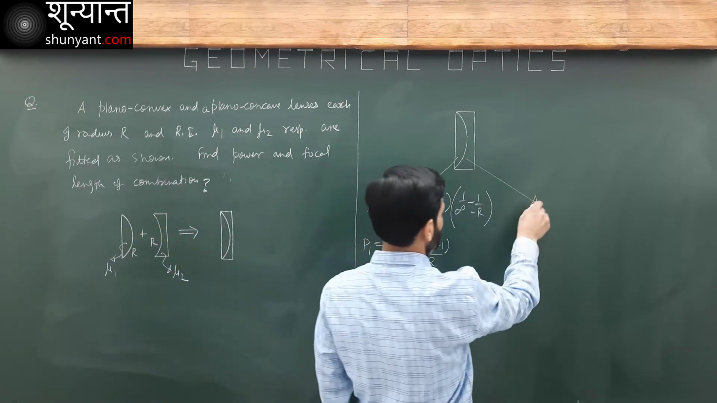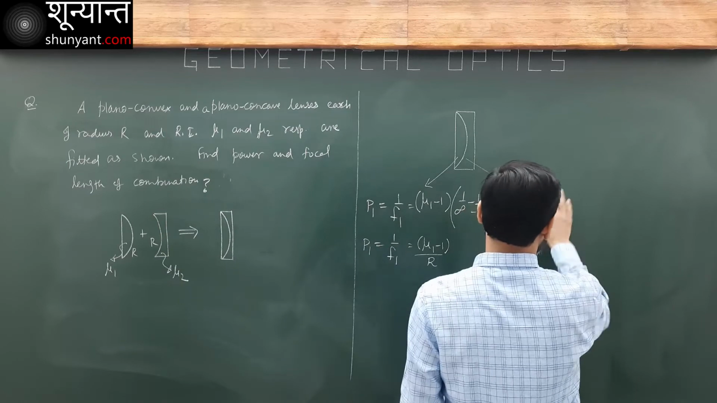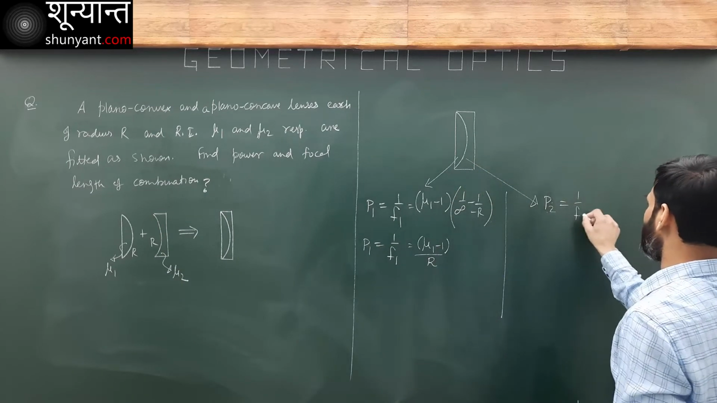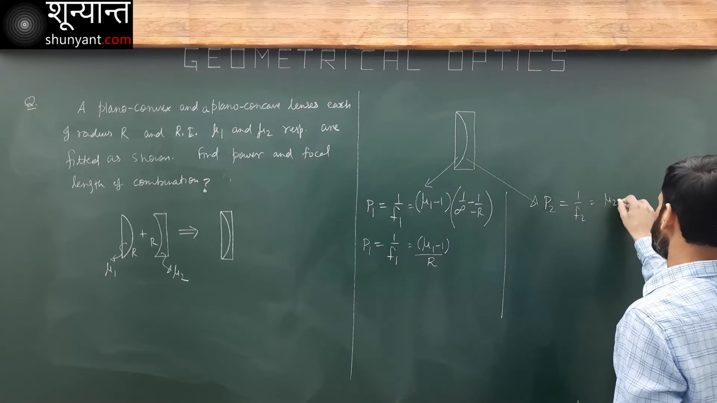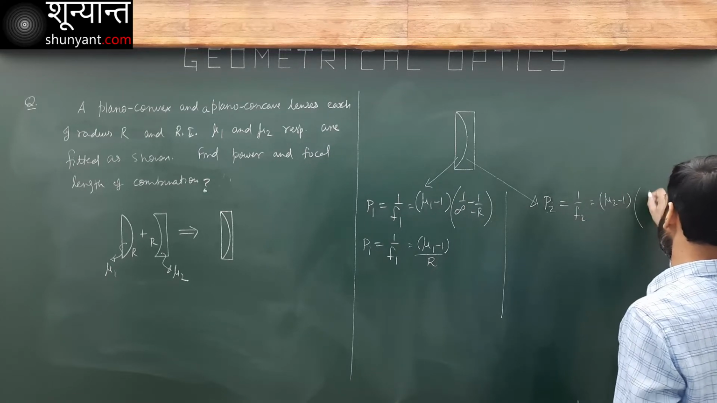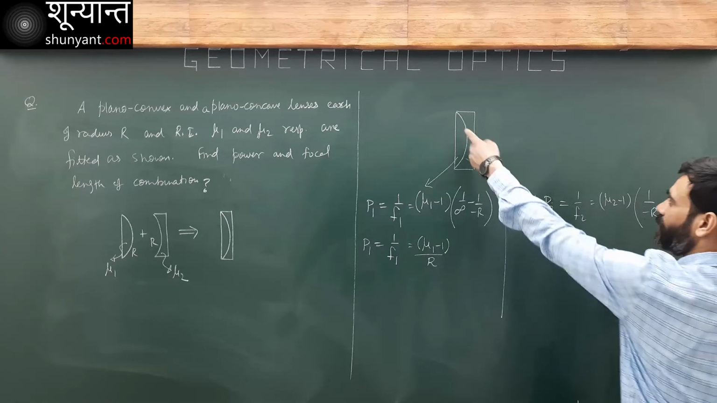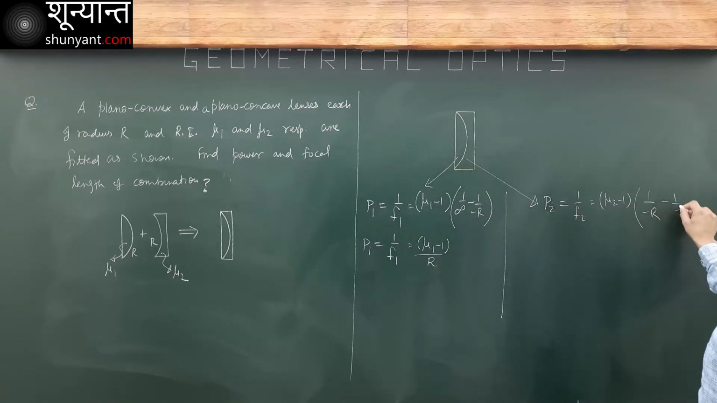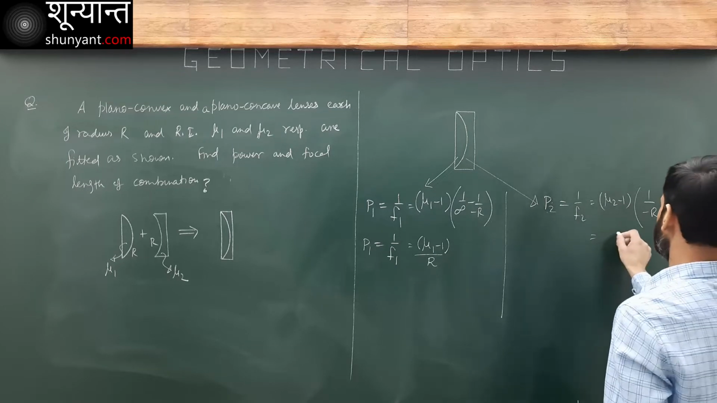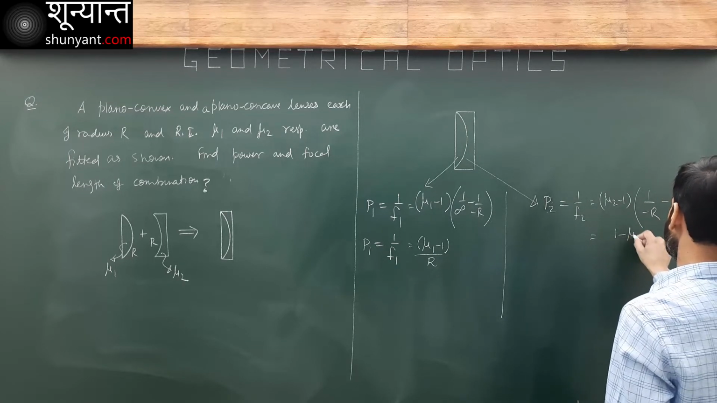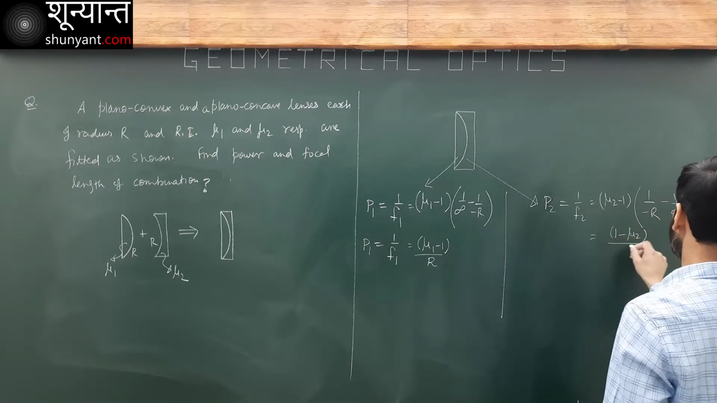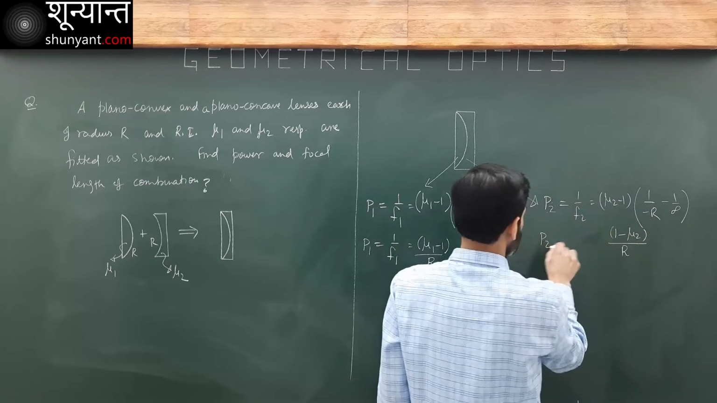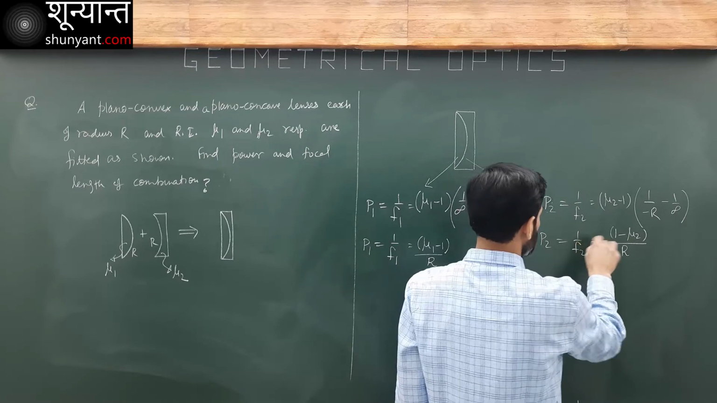Now here, P2, power of this plano concave lens, 1 over f2, this will be mu2 minus 1, and then here 1 over minus R. I am using the sign convention, minus 1 over infinity. So this becomes 1 minus mu2 over R. It is going to be negative. So P2, 1 over f2, is this.